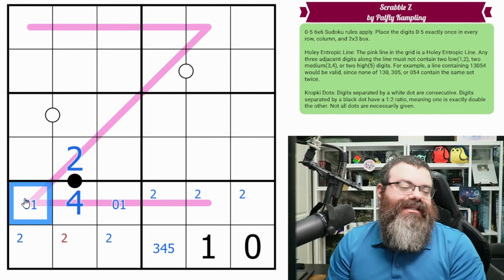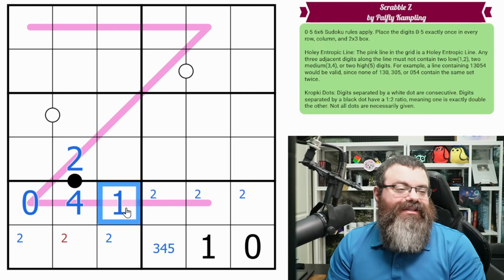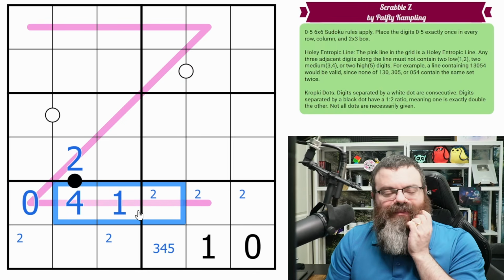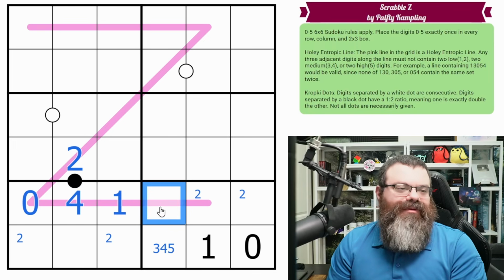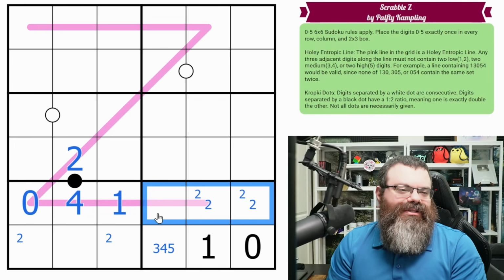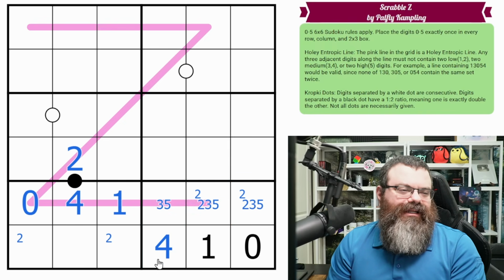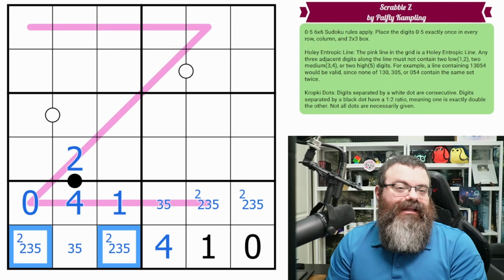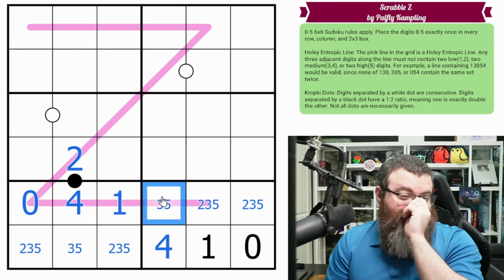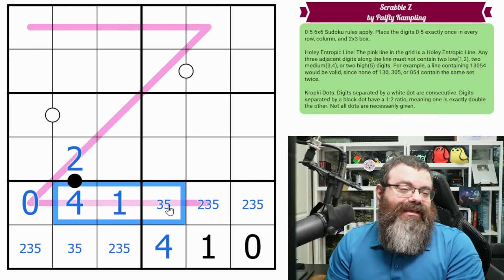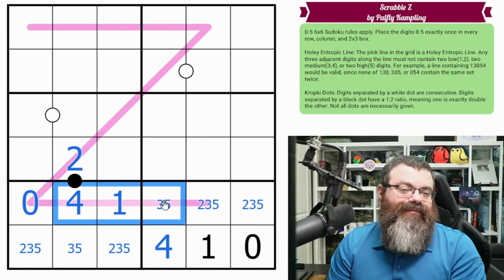The 2 here tells us this can't be a 1 because within these 3, we can't have 2 lows, and so that's a 0, and that's a 1. Within these 3, we again can't put the 2 here because we'd be repeating a low. In fact, we know what these 3 digits are, so that might help. We need a 2, 3, and 5, and then this has to be the 4. And then down here we need 2, 3, and 5, and that's not a 2. All right, let's tidy this up a little bit. So 3 or 5, it can't be the 3 because 3 and 4 are the same medium tier. And so this has to be the 5.